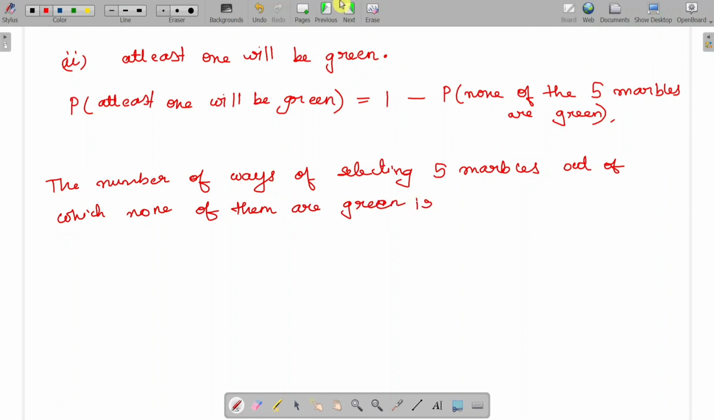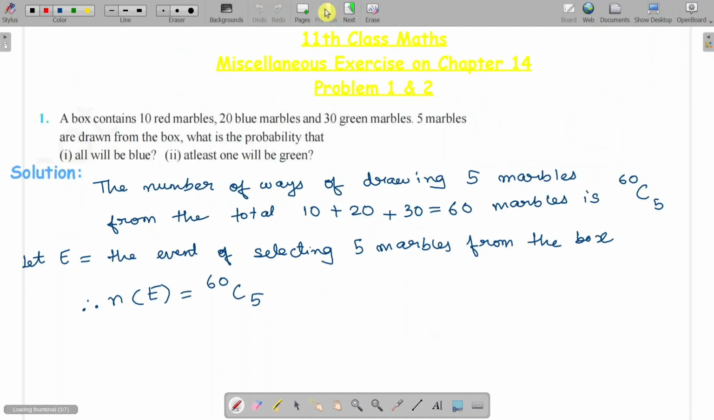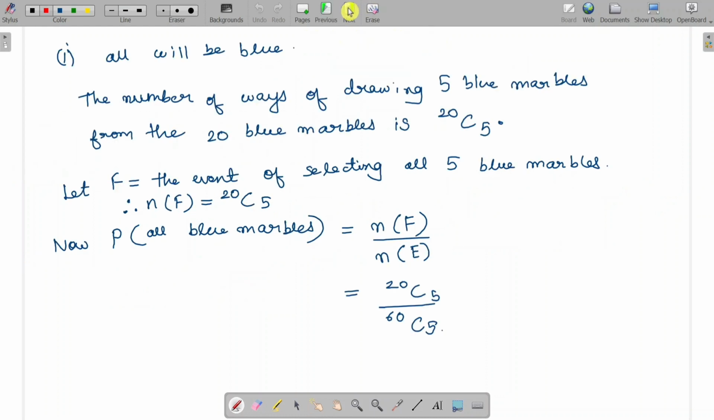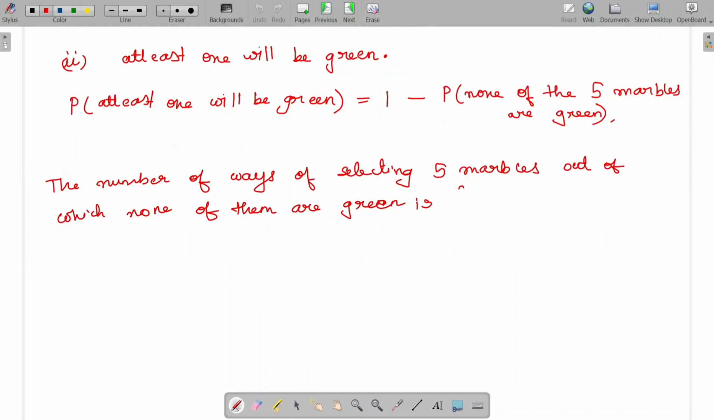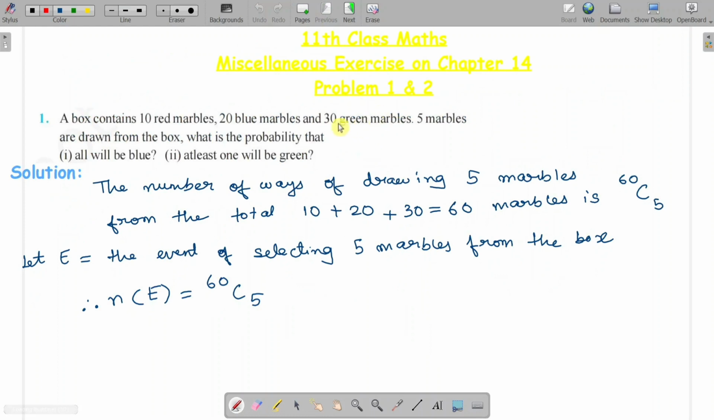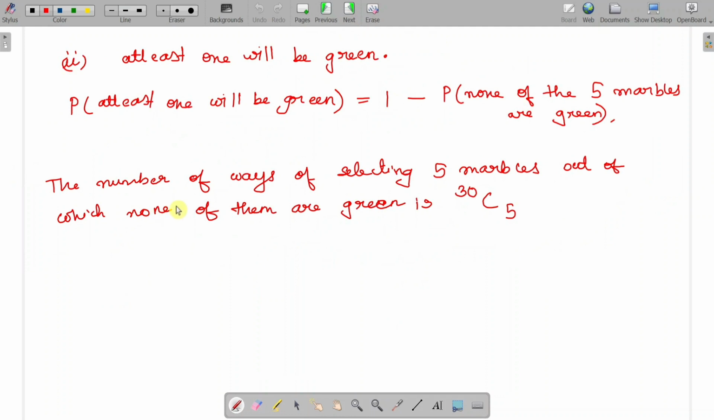So in how many ways can you select that? We now have to only look at the red marbles and the blue marbles. So we have to select the 5 marbles from the total 30 marbles, right? That is 10 plus 20, 30 marbles. From 30 we have to select the 5 because none of them should be green. So we are not taking the 30 green marbles. So this is the number of ways of selecting 5 marbles out of which none of them are green.